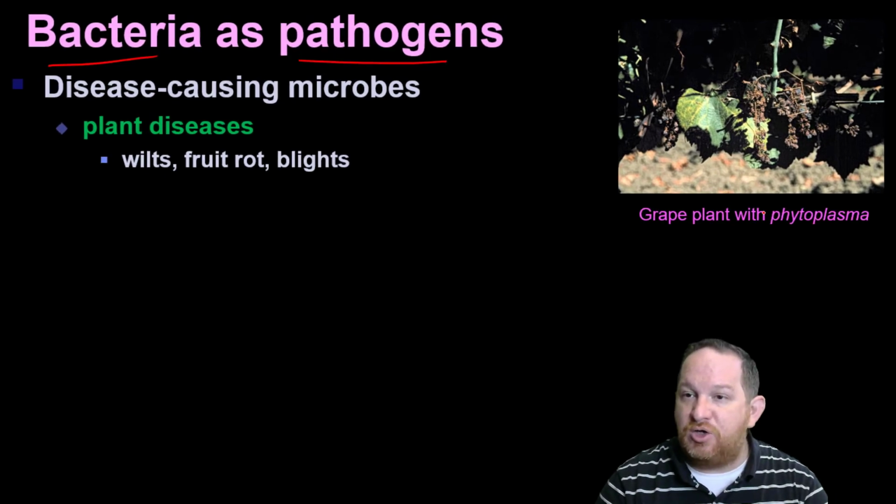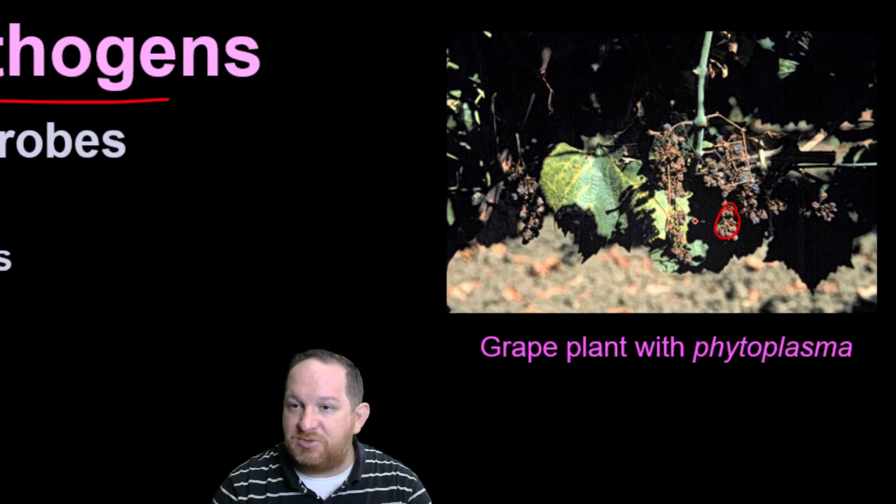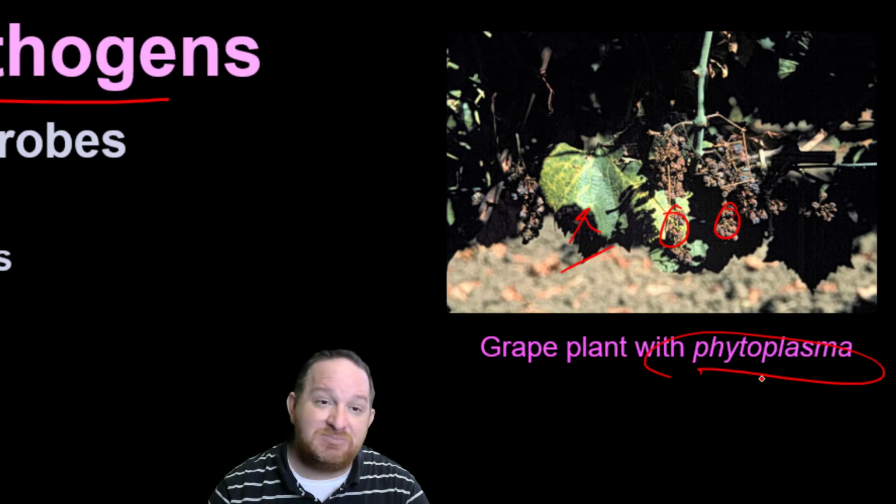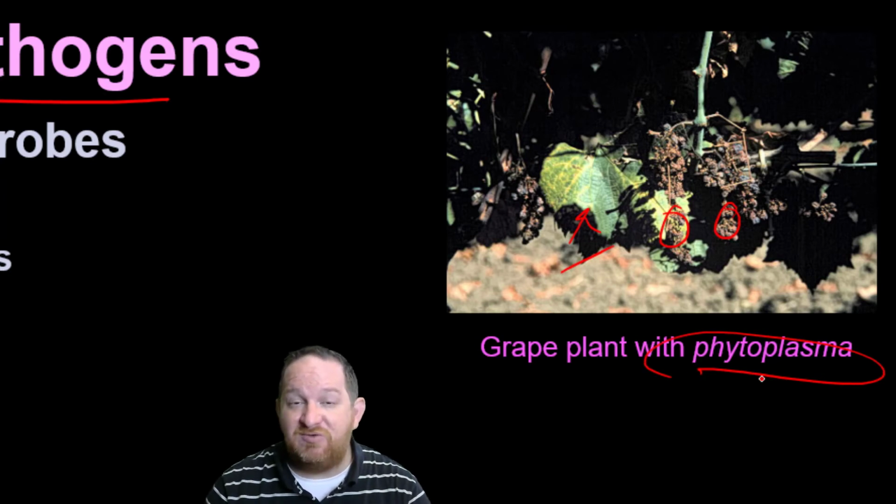And so here you can see a grape plant that's pretty much, all these grapes have pretty much been devoured, and even this leaf, because it has a bacterial infection, phytoplasma. So this phytoplasma infects the plant, uses the plant for nutrients, and then in turn sort of damages the plant.